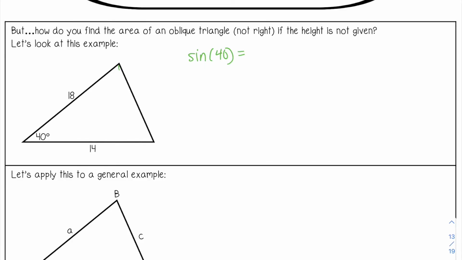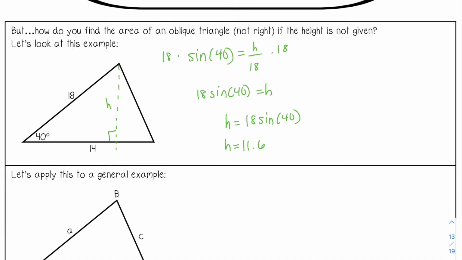Well, for sine, we need height, because sine is opposite over hypotenuse, so h over 18. And let's solve that for h. All right, so 18 sine of 40 equals h, or h equals 18 sine of 40. Now we can go ahead and work that out and find the height of this triangle, about 11.6.